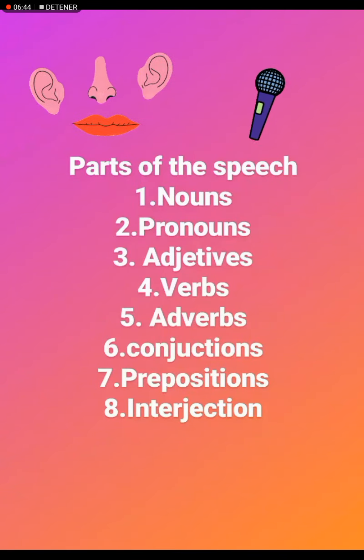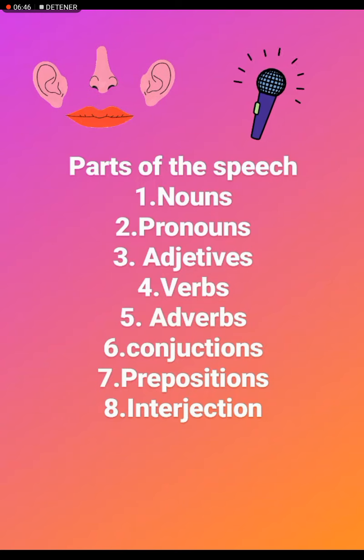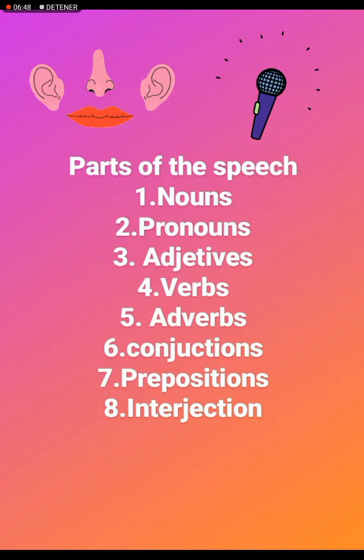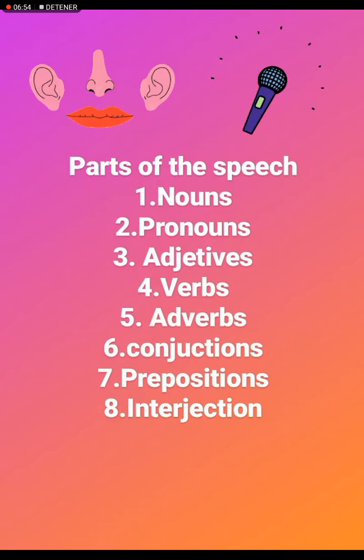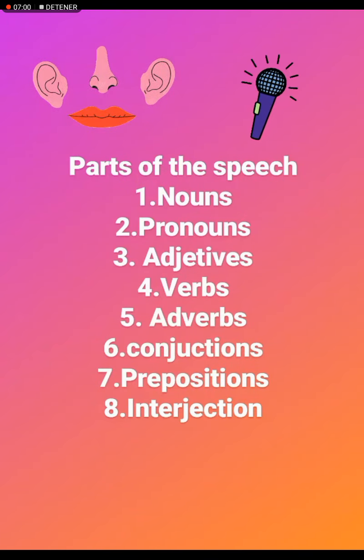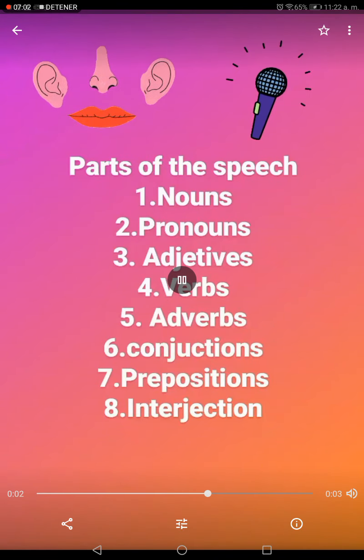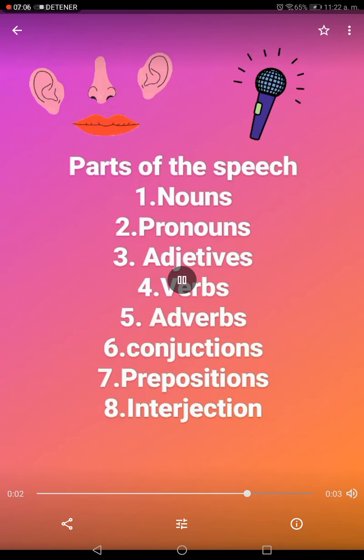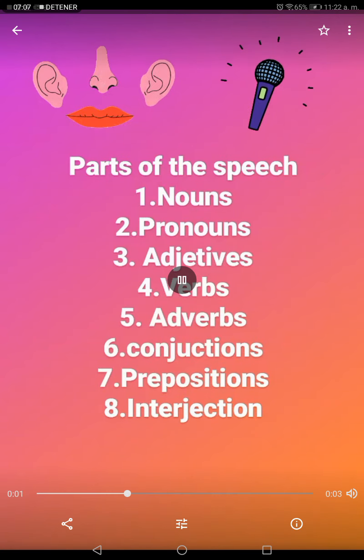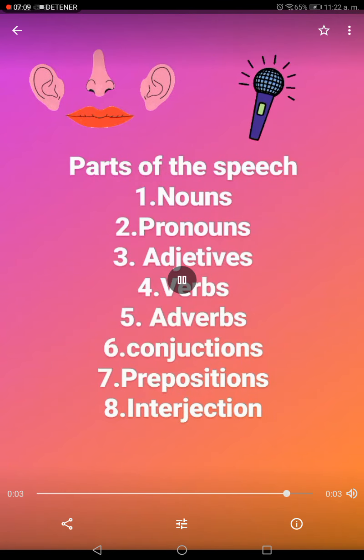Then we have conjunctions. The conjunctions are the words that we use to link ideas, para ligar ideas, oraciones. For example, we have and, but, yet, so, or, because, when, and so on. Then we have prepositions. Prepositions are used to show the relation between one thing and another, with time and place, ¿ya?